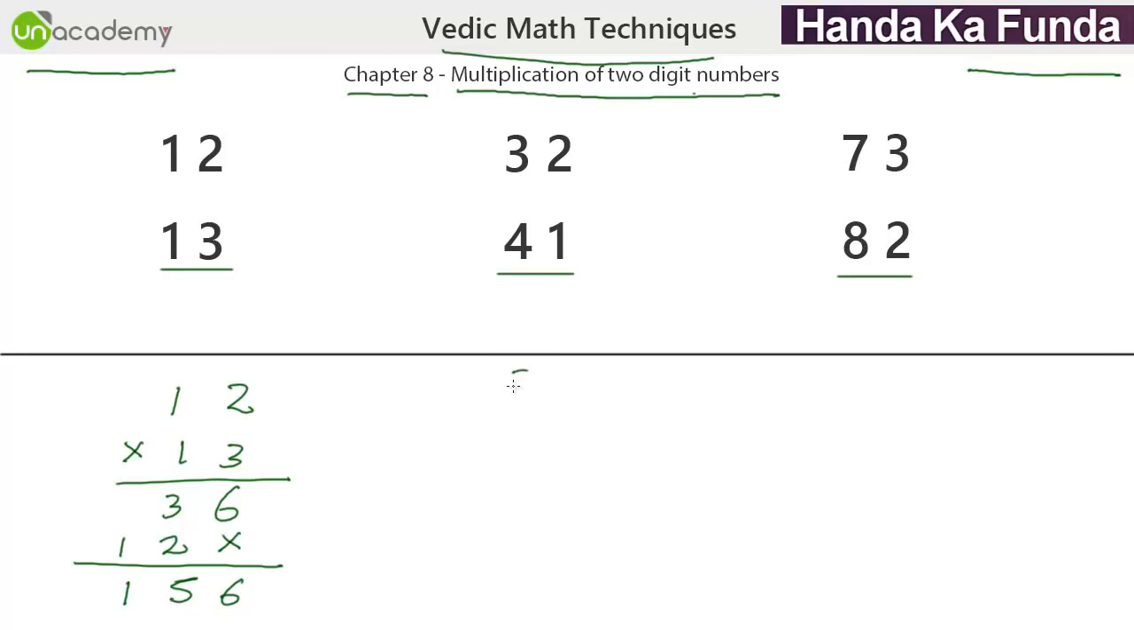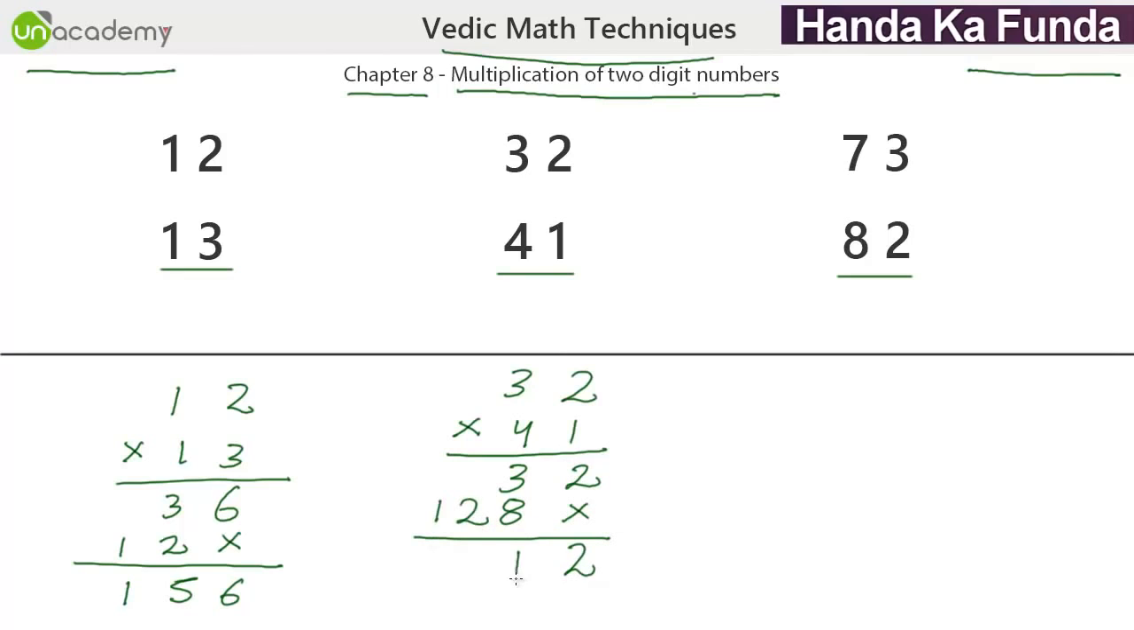Let's look at 32 into 41 and do the same thing again. 1 into 2 is 2, 1 into 3 is 3. Put a cross sign, 4 into 2 is 8 and 4 into 3 is 12. Write down here, then add. So 2, 8 and 3 is 11. So 1 carry over, 2 plus 1 is 3 and 1. 1312 and 156 are two answers.